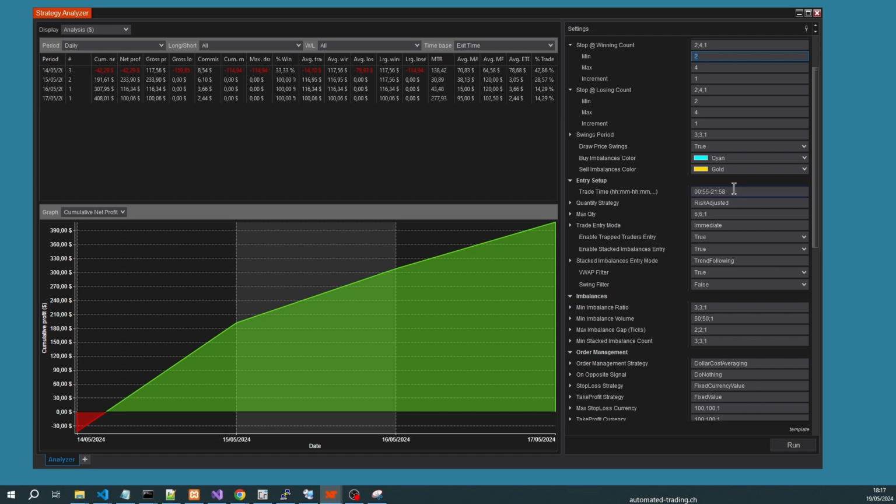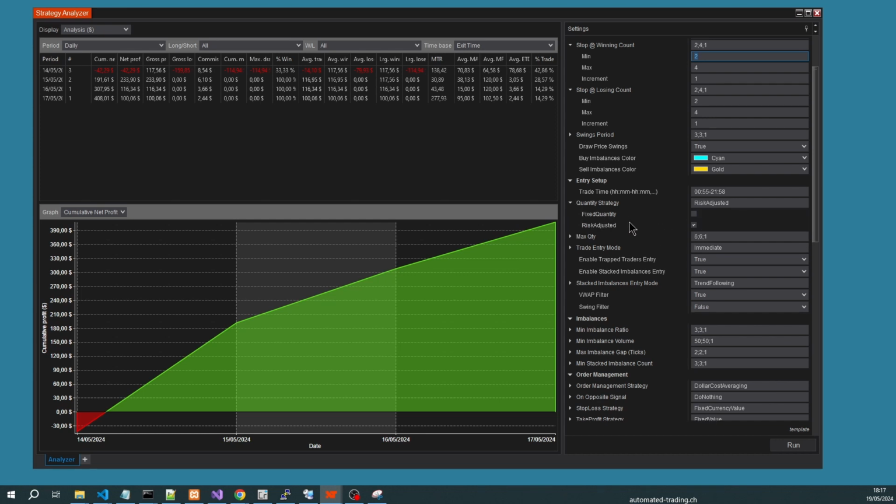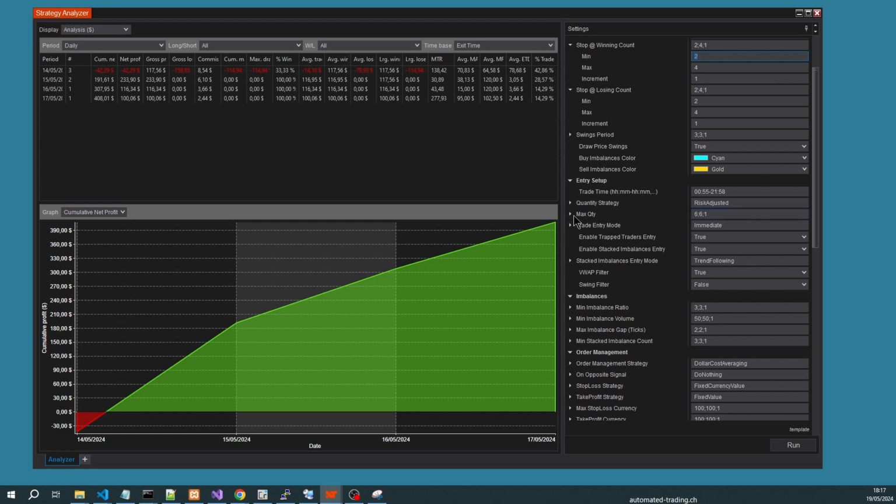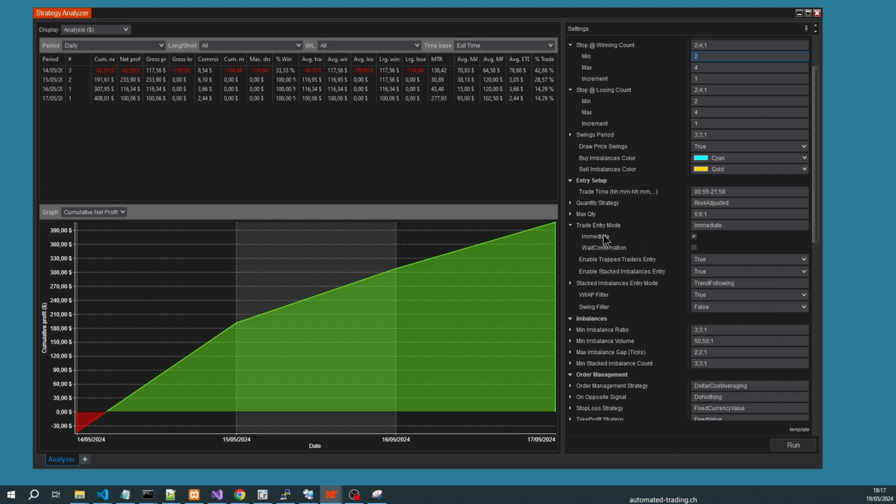So the time here, we'll leave it at this. The quantity strategy, I don't want to modify this. I will just leave it. But if you want to try another strategy, you can uncheck or check the possible values, maximum quantity. So for example, if you want to compare those two methods, you can also check the wait for confirmation, and optimization will execute the backtest on those two values, compare them, and show you which parameter is the best one.